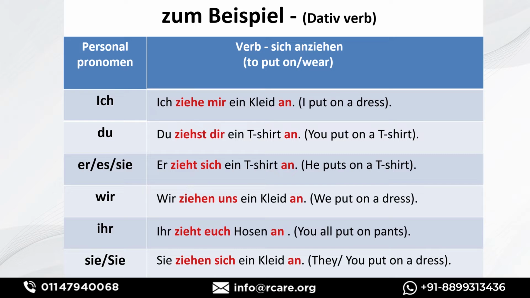For example, I'm dressing myself, but what am I wearing? I'm wearing a t-shirt, I'm wearing a dress, I'm putting on pants. So when we have accusative objects, the reflexive pronoun is converted into dative case. So we take dative in that case.